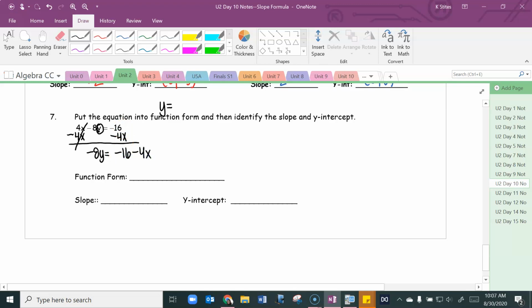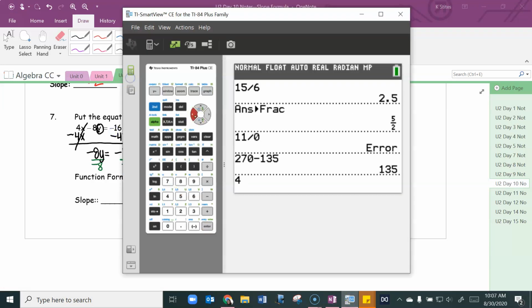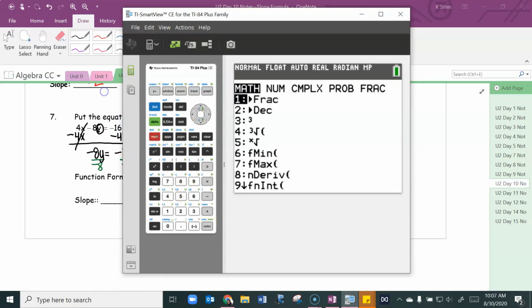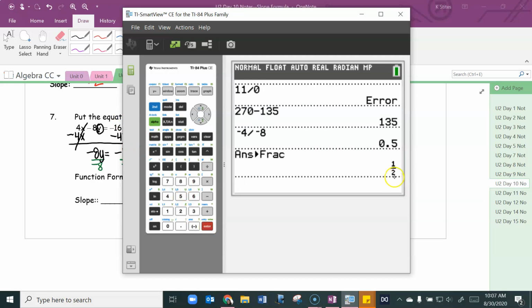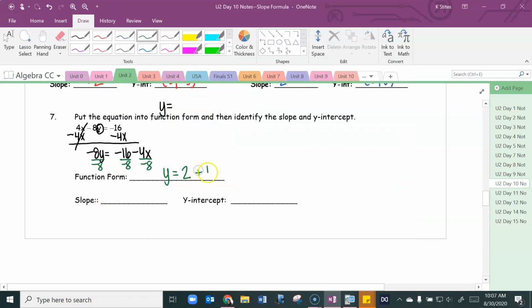Okay, hopefully this looks familiar. And then finally, we're dividing by -8, and that will get our y by itself. Okay, so I have y equals -16 divided by -8 is a 2, and oops, I forgot my negative, -4 divided by -8. We can go ahead and math frac, and I want you to notice it becomes a positive, and it is a +1/2. Don't lose your x. All right, so there's your function form.